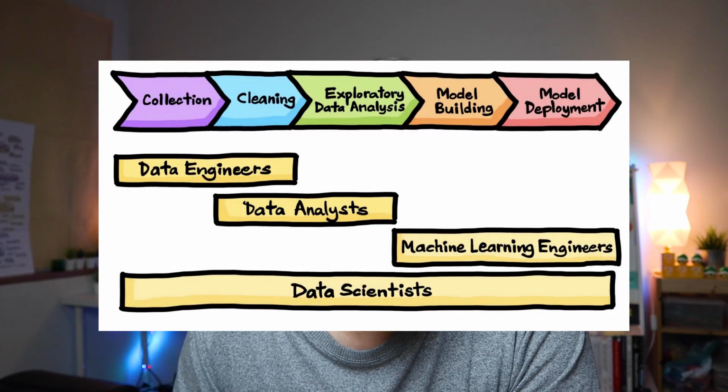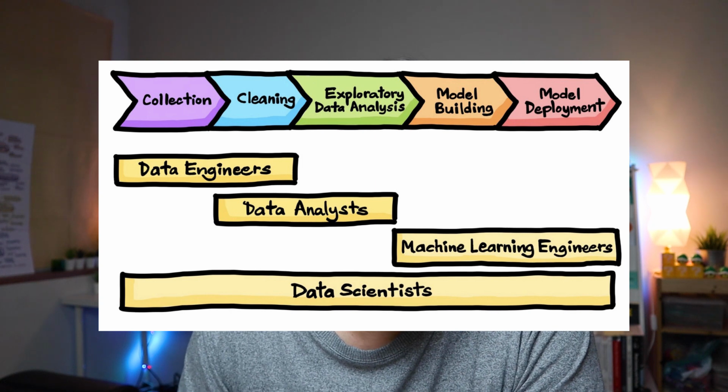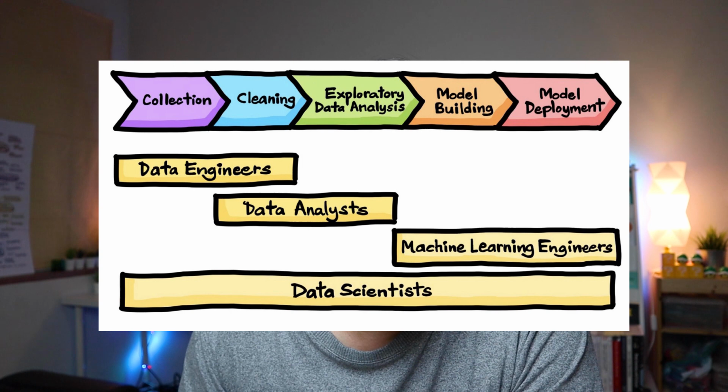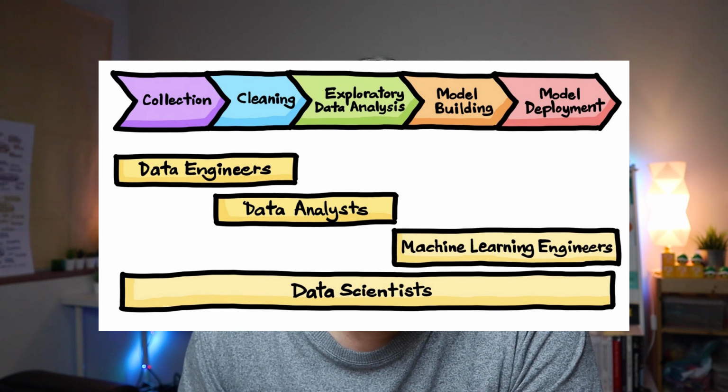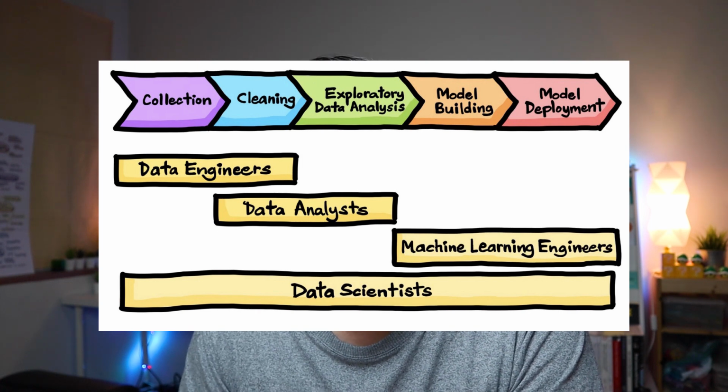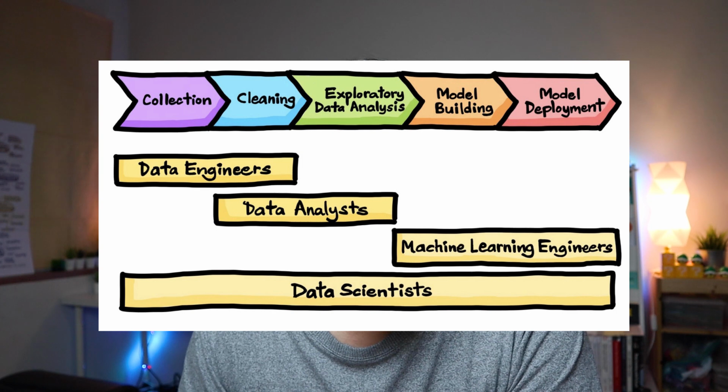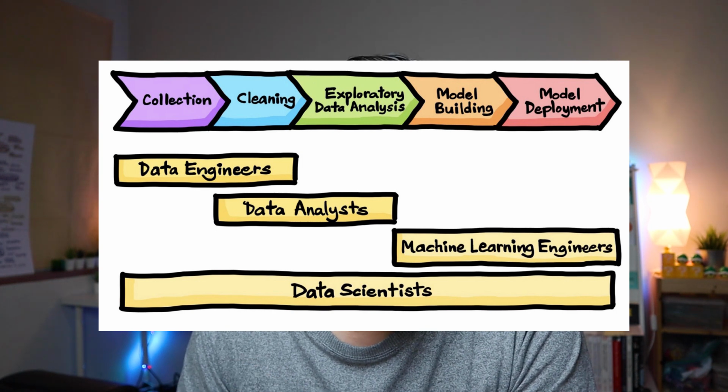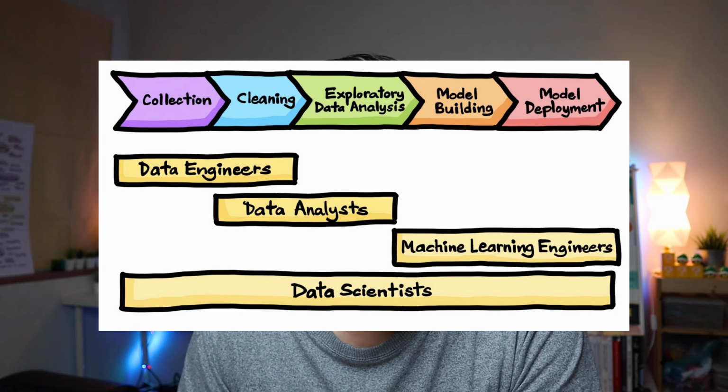Here you're going to be seeing that data engineers will be responsible for the data collection and their cleaning, and data analysts will be responsible for cleaning the data and performing the exploratory data analysis. Machine learning engineers will be responsible for model building and model deployment. And data scientists will pretty much be expected to be able to perform all of these tasks.